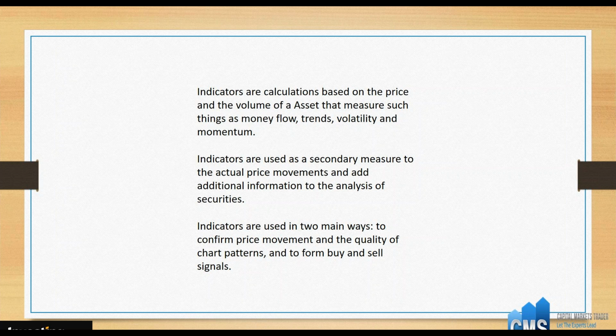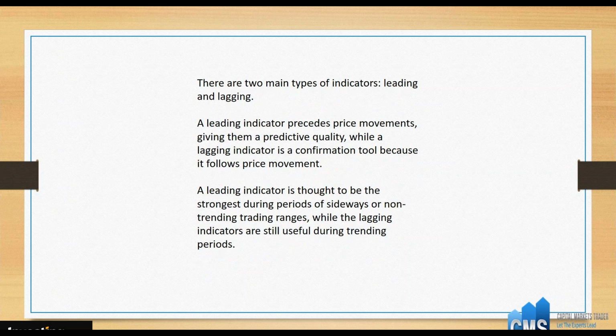Indicators are used, and remember I said this earlier, as a secondary measure to the actual movement and add additional information to the analysis of a security. Indicators are used in two main ways: to confirm price movement and the quality of the chart pattern, and to form buy and sell signals. There are two main types of indicators: leading and lagging.